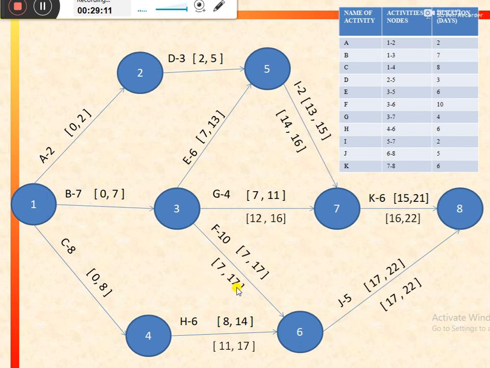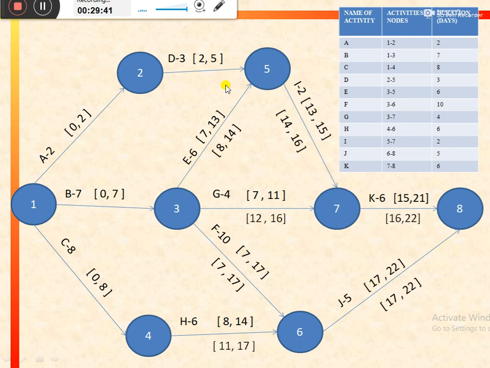And latest start would be equal to 17 minus 10, that is equal to 7. Now comes the activity E. For activity E, the successor activity is activity I, and for activity I, the latest start is 14. So 14 would be latest finish for activity E, and latest start would be 14 minus 6, that is equal to 8.